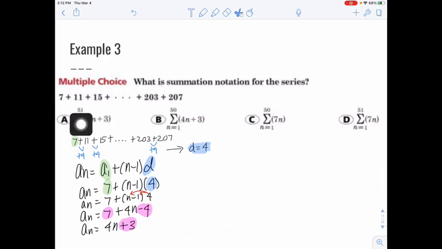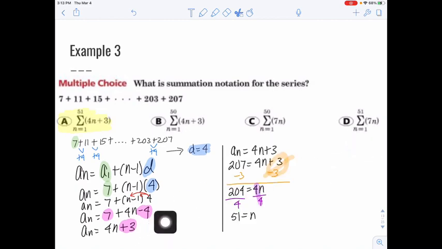Before we move on to whether there are 51 or 50 total terms, we can already notice that only A and B have 4n plus 3 as the explicit formula in the multiple choice answers, so we can discard options C and D. Now, using our explicit formula, we know that 207 is going to be our final term, so we can plug this in for a sub n and solve for n. This gives us 207 equals 4n plus 3.